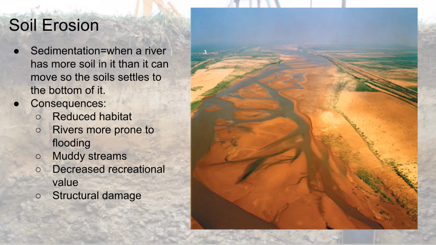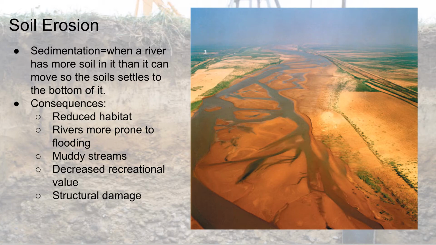Some consequences of this are reduced habitat. All the rocks on the bottom of the river have soil all around them, so the animals can't use those rocks as a habitat anymore. The rivers are more prone to flooding because they're filled with dirt. They can't fill with water, so you're going to get more flooding, which increases erosion, a vicious cycle.